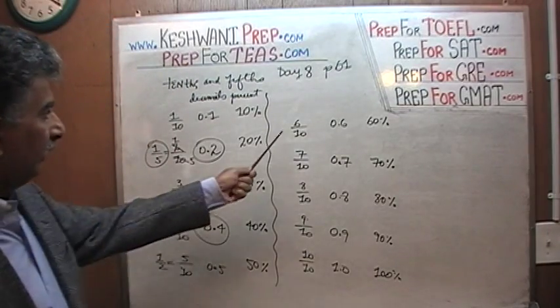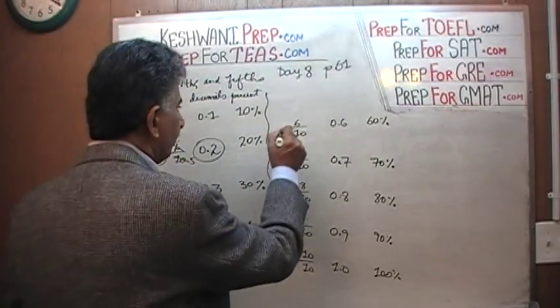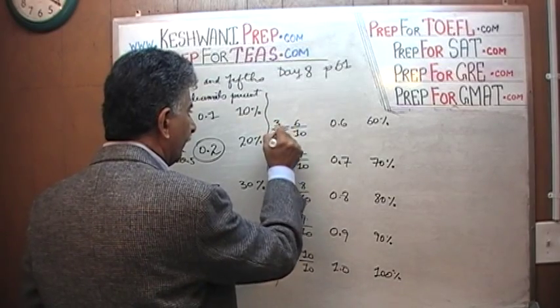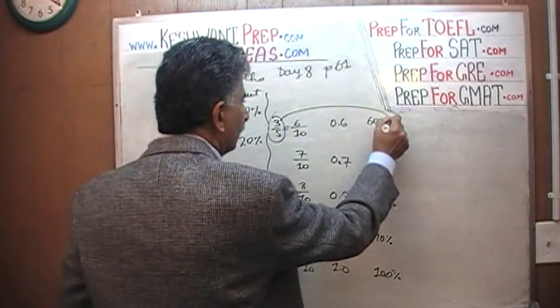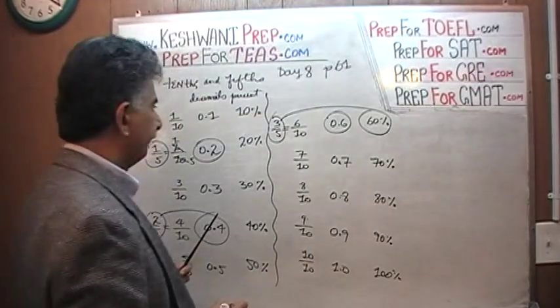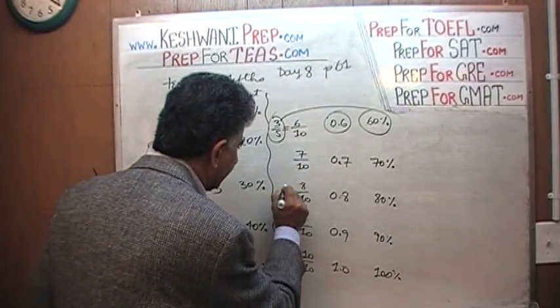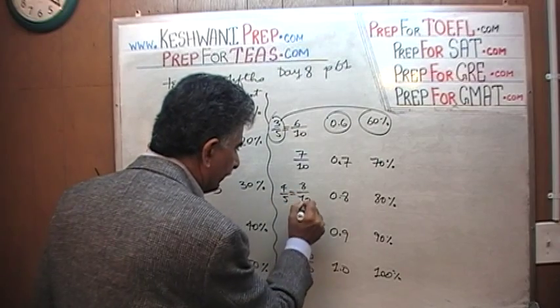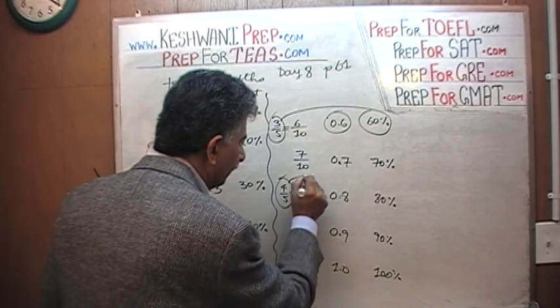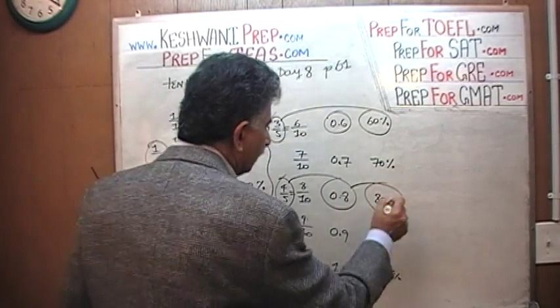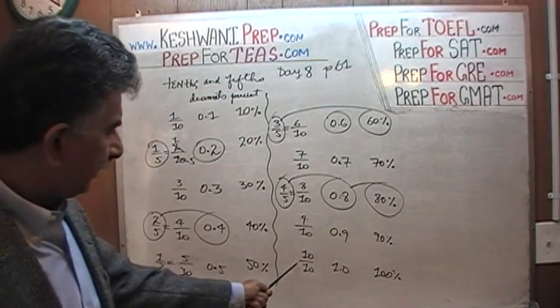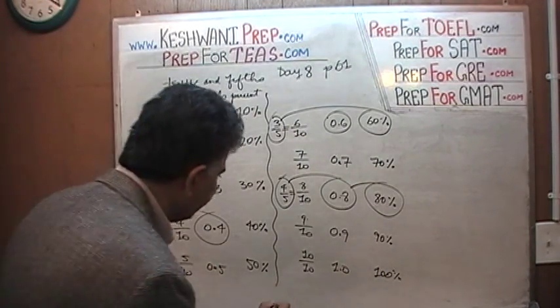1/5, 2/5, and there is your 3/5. 6 over 10 is your 3/5. And 3/5, as we can see, equals 60%, 0.6. There is your 7/10, and then finally the 4/5. 8 over 10 is same as 4/5, which equals 80%, 0.8. And finally the 5/5, which is going to be 1, obviously.